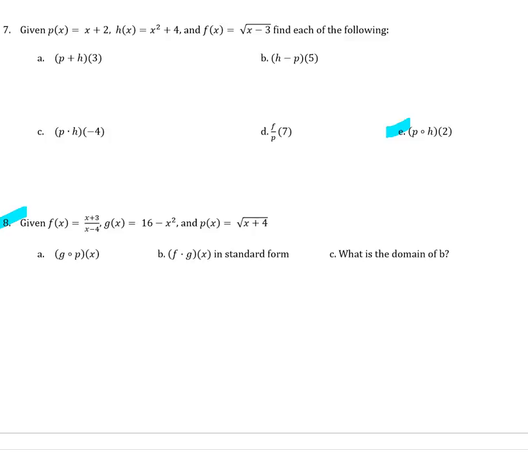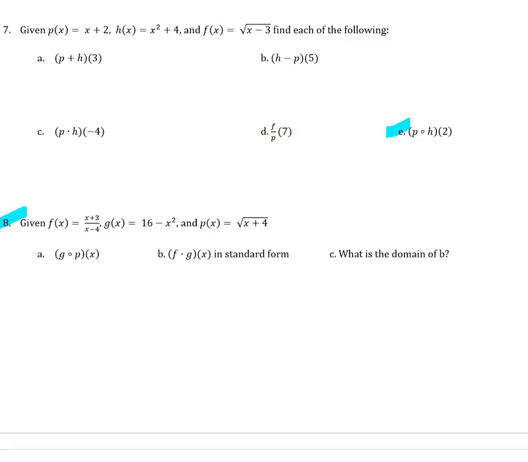Okay, for number 7 here, these are just operations on functions. So just quickly telling you what each of these mean. P plus h of 3 is just you evaluating p at 3, evaluating h at 3, and adding it. Same thing with subtraction. Make sure you're doing it in the order it's given, though, with subtraction, because it's not commutative. The solid dot is multiplication, so p of negative 4 times h of negative 4. And lastly, f divided by p, both of 7.